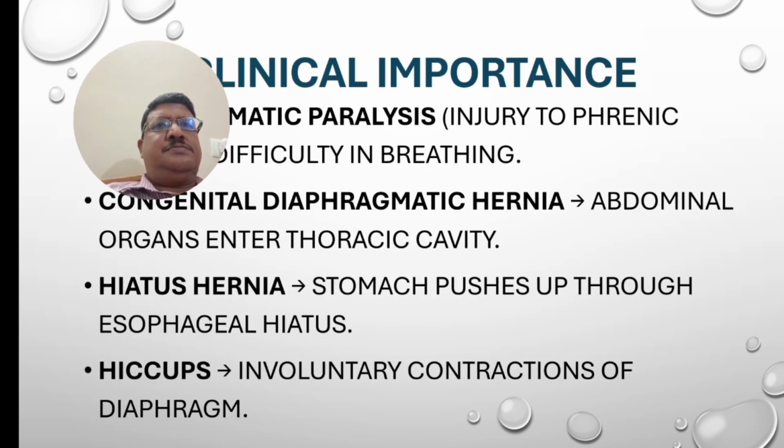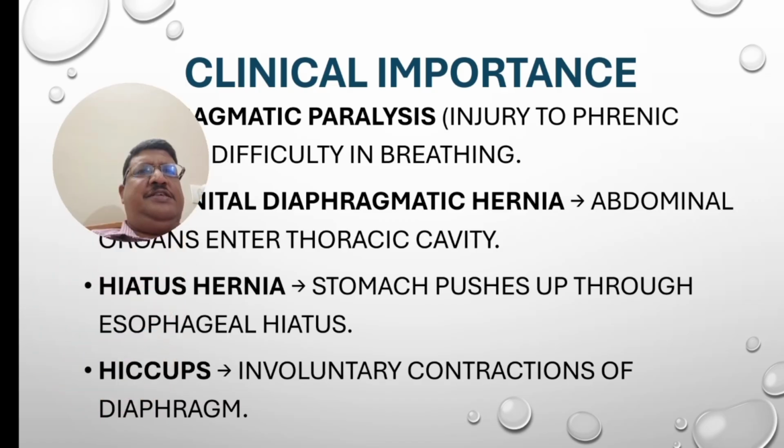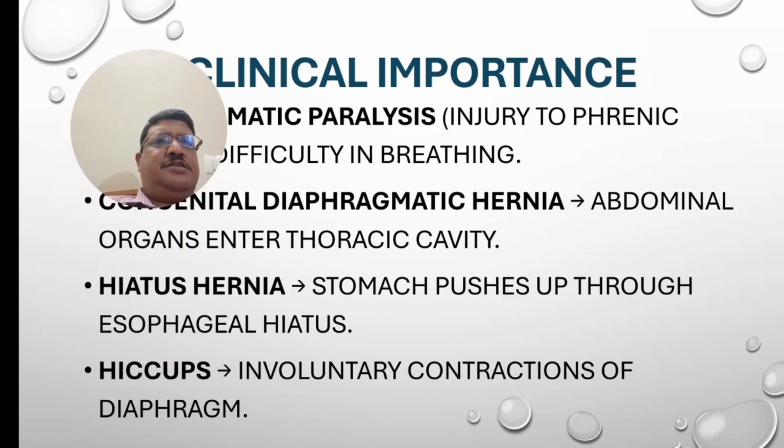Clinical importance: diaphragmatic paralysis, injury to the phrenic nerves causing difficulty in breathing; congenital diaphragmatic hernia, abdominal organs entering the thoracic cavity; hiatus hernia, the stomach pushes up through the esophageal hiatus; hiccups, involuntary contractions of the diaphragm.